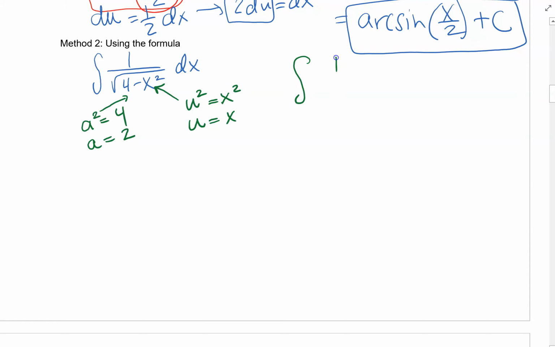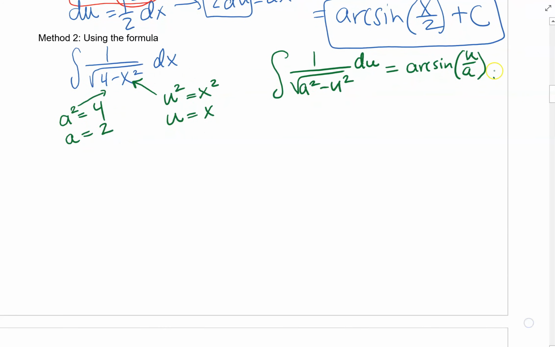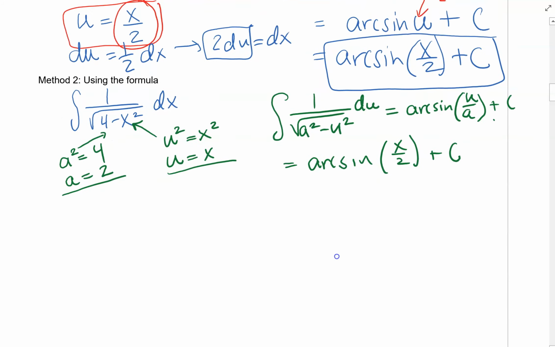The formula says if you have something of that form, then you would get arc sine of u over a. That's what the formula says. So you kind of just have to figure out what u is and figure out what a is. And so then this would equal arc sine of x over 2 plus a constant. So you get the same answer.